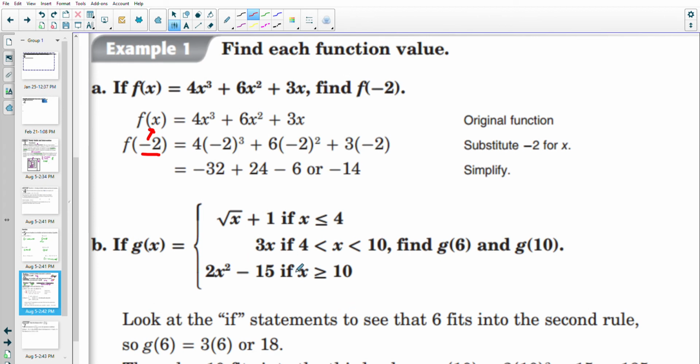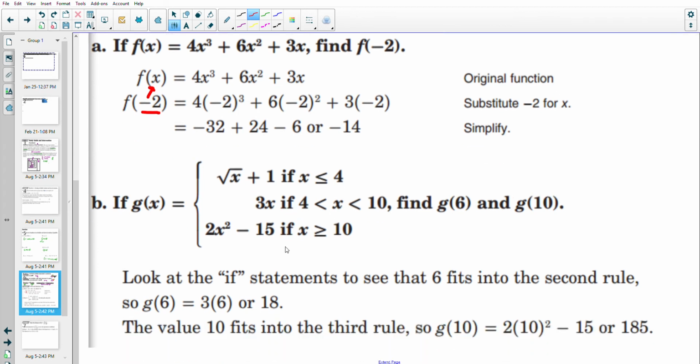This is a piecewise function, and on the piecewise function, it has conditions. And therefore, you have 1, 2, 3 conditions. If the question is find g of 6 and g of 10, you're going to these conditions first. Where is 6 located? In the second condition. Therefore, you substitute 6 in for x, and you would see that that's equal to 18.